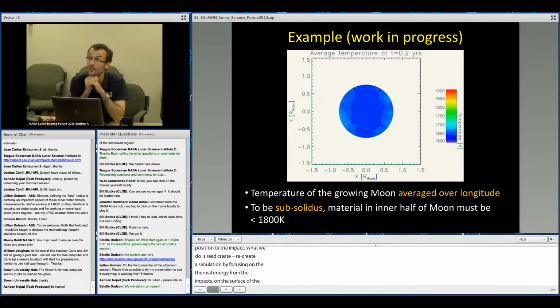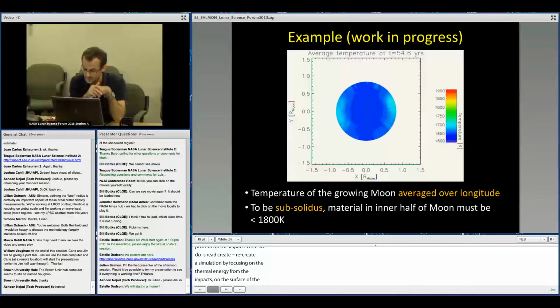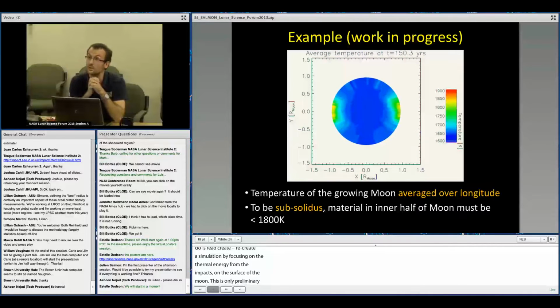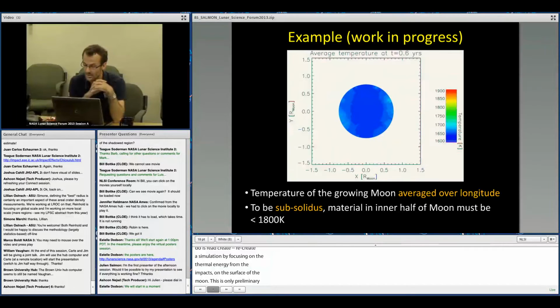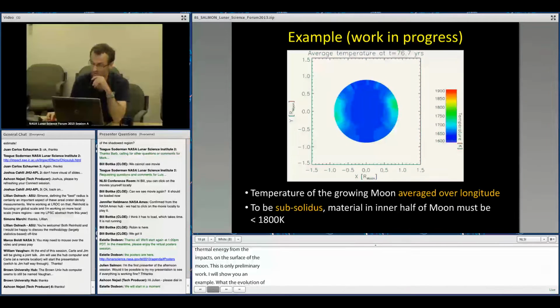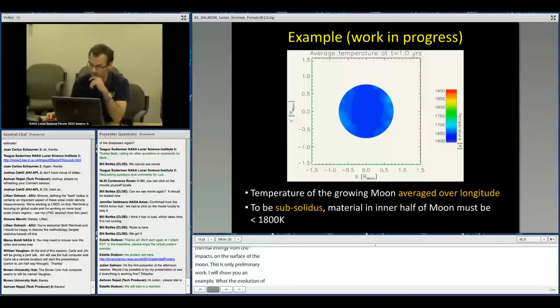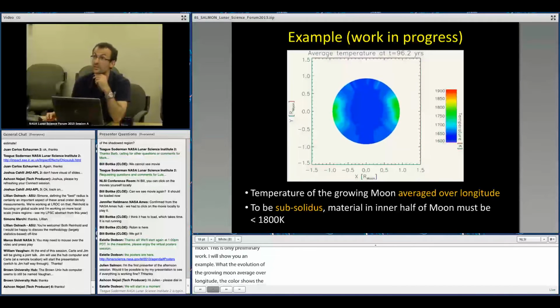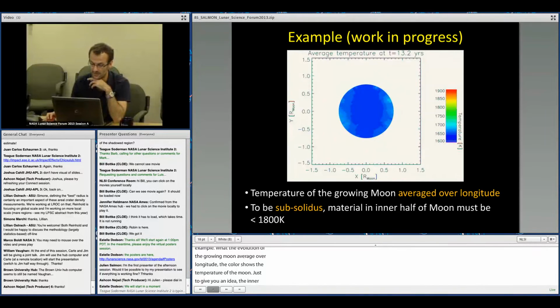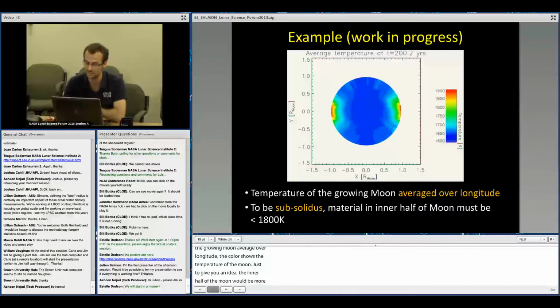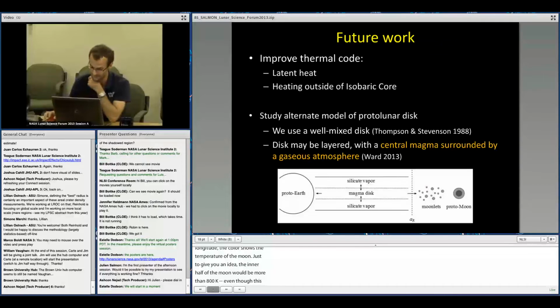I'm going to show you here an example of the evolution of the temperature of the growing moon, averaged over longitude. So the color here shows the temperature of the moon. And just to give you an idea, to be subsolidus, the material in the inner half of the moon must be smaller than 800 K, which is like the blue color. So it seems that even though this is still preliminary work, we would be able to form a moon that is not completely molten initially.